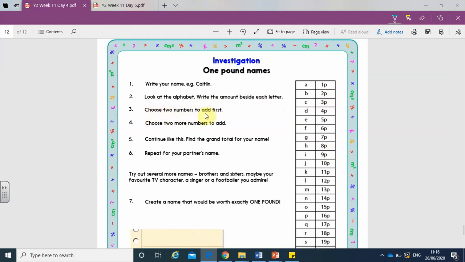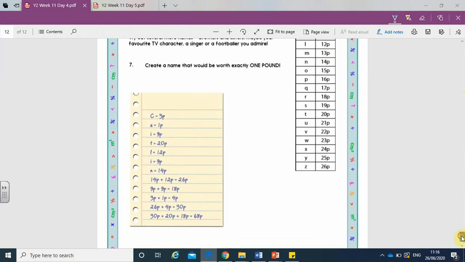Choose 2 numbers to add first. Choose 2 more numbers to add. Continue like this. Find the grand total of your name. And repeat. And you can do that for different members of your family, your pets, anything you like. Then the last one is a challenge. Which name would make exactly £1? Fun challenge for you there. And they've done Caitlin down there, and they've shown how they've added the values.